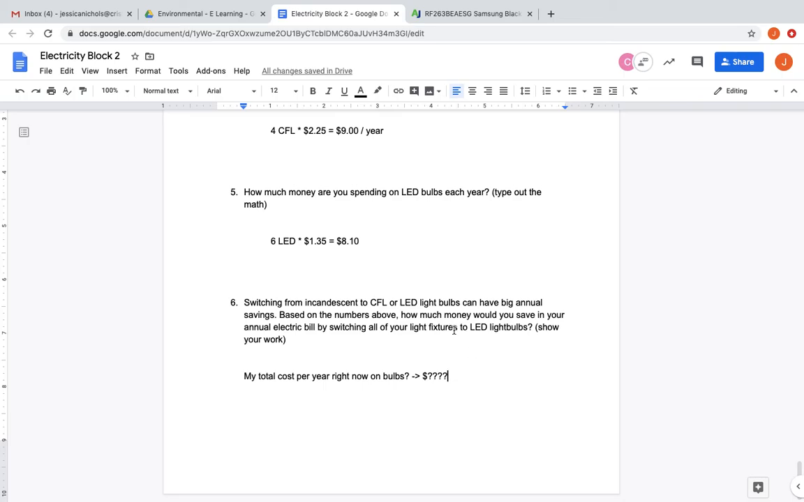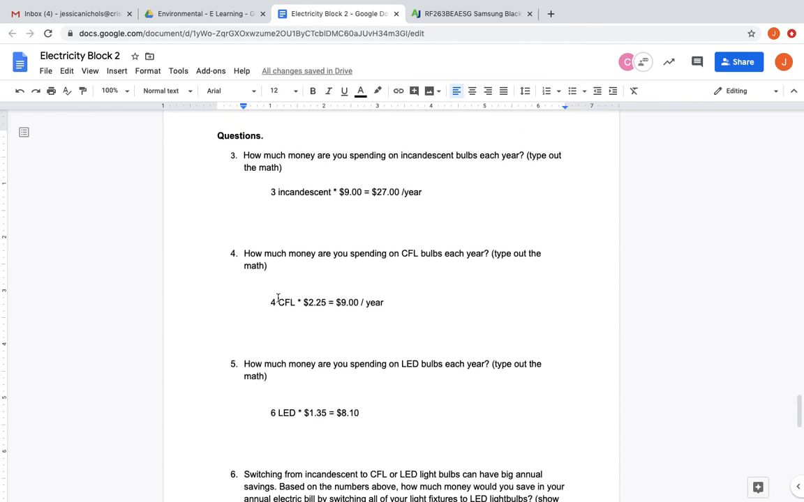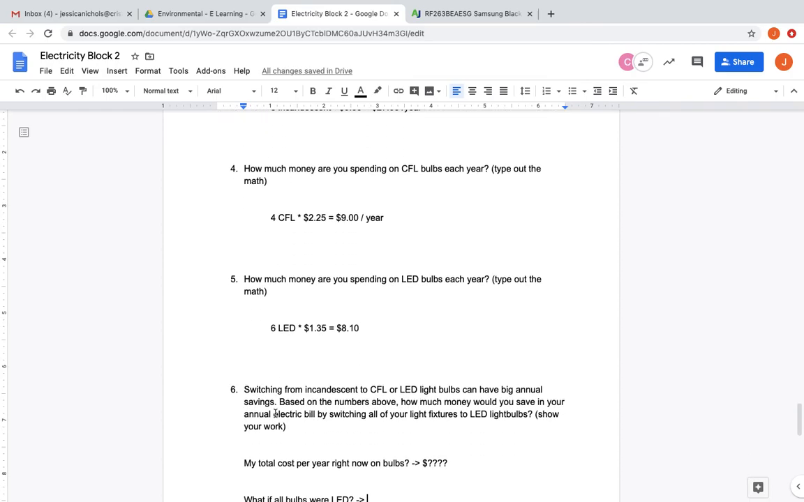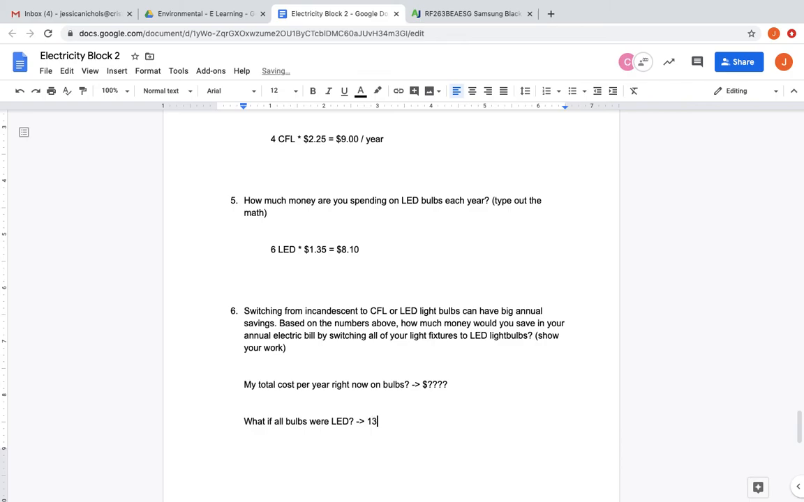Then, okay, let's pretend that I switched everything to LED bulbs, okay? So how much would my cost be? What if all bulbs were LED? What would that cost be? You're going to multiply the number of bulbs. How many bulbs do I have? I have 3, 4, that's 7, plus 6 is 13. So I'm going to multiply my 13 bulbs. Your number is not going to be 13. It's going to be your total.